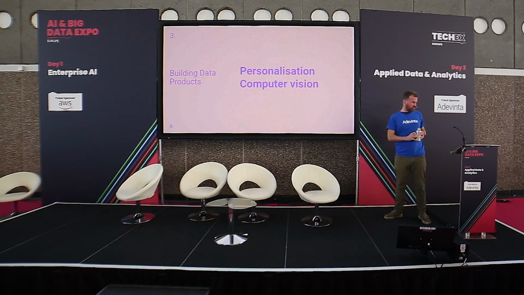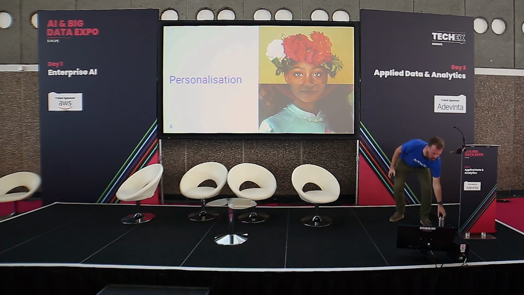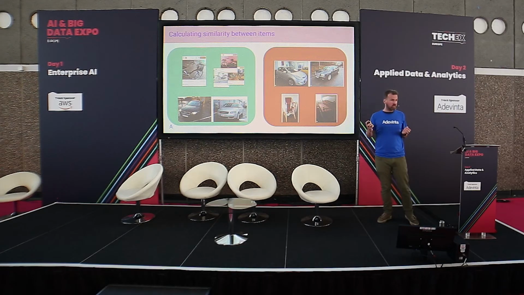So with those architecture pieces in place, we can start looking at building data products. And I want to go through 2 use cases. One is around personalization, and the other is around computer vision. So personalization is something where we want to personalize the user experience to basically their personal preferences, right? So in a marketplace, this typically means that the search of a user is supported by a number of relevant recommendations for the user. And to be able to build such a product, the first thing we need to do is calculate the similarity between items.